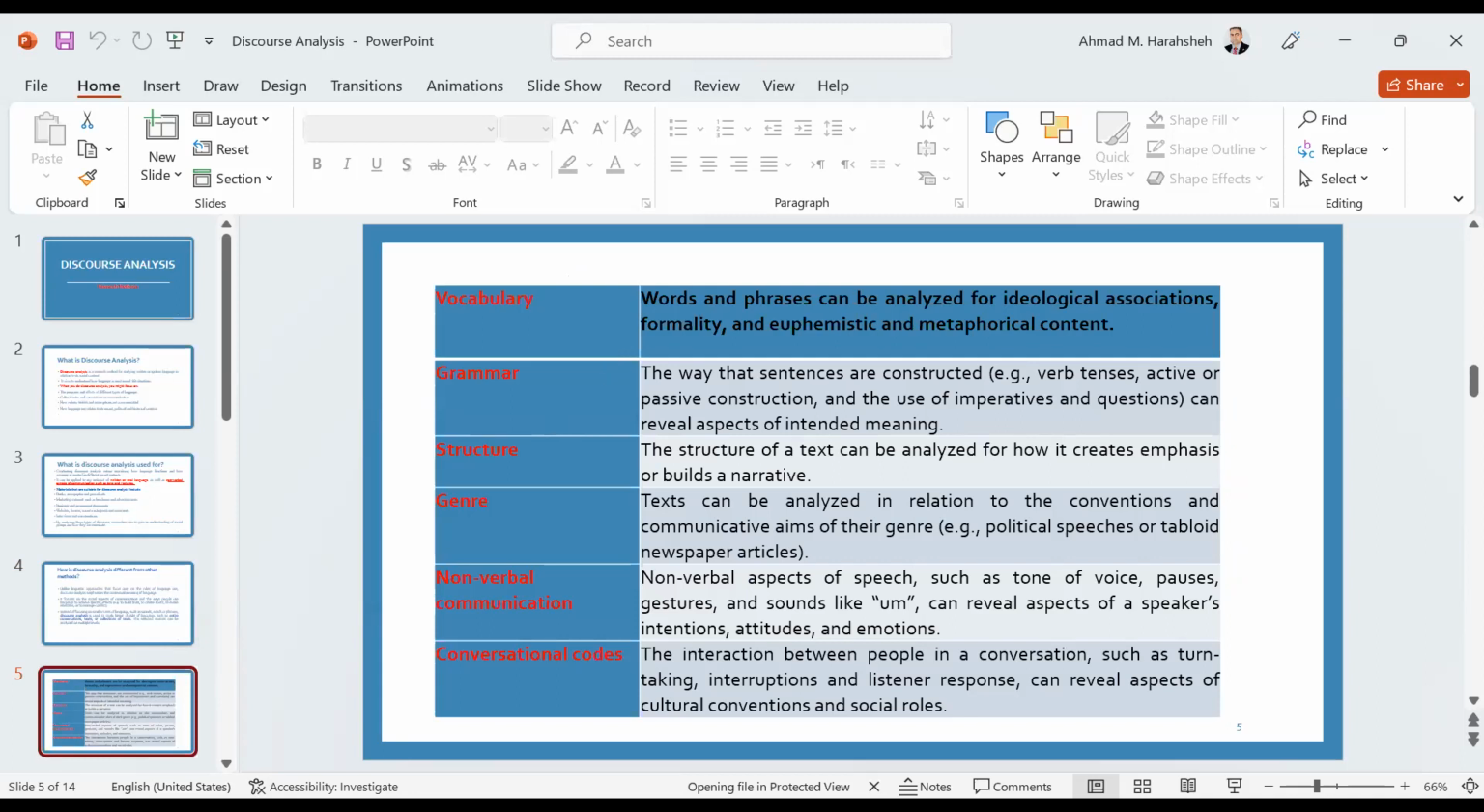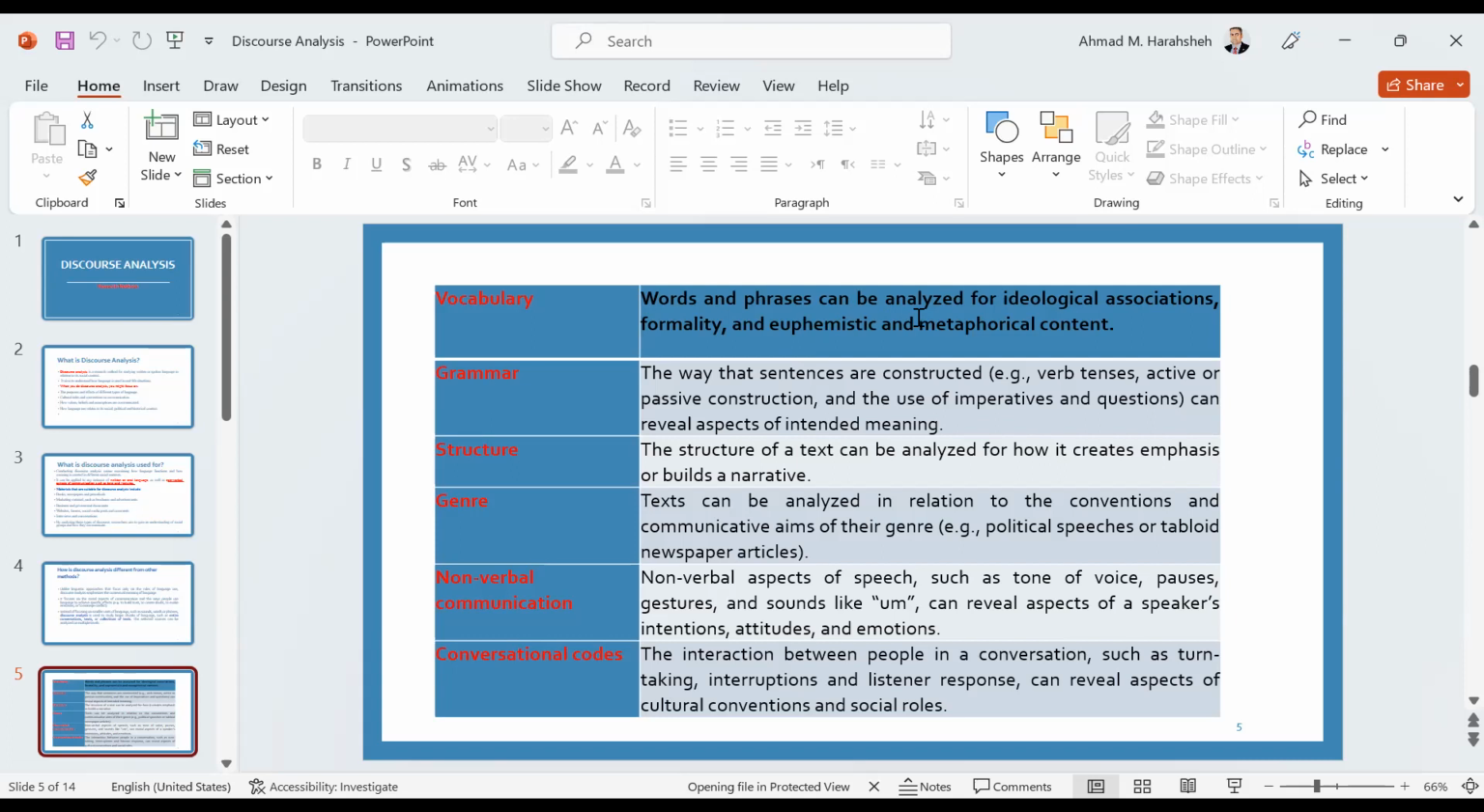Now, when we do conversation or discourse analysis, we focus on vocabulary. Words and phrases can be analyzed for ideological associations, formality, and euphemistic and metaphorical content.